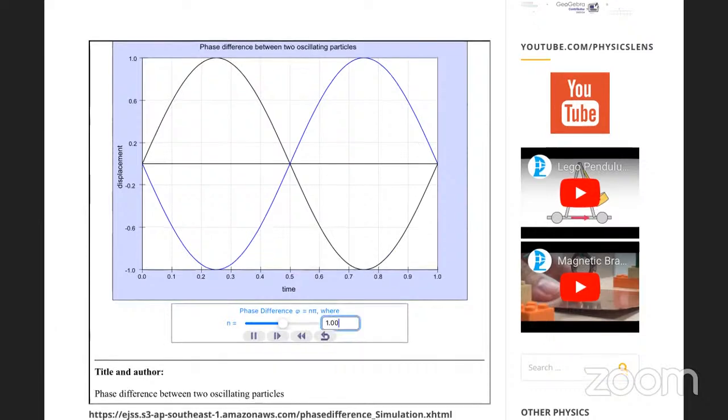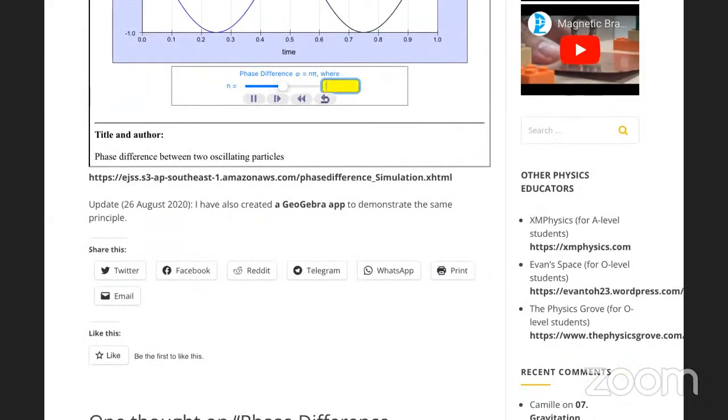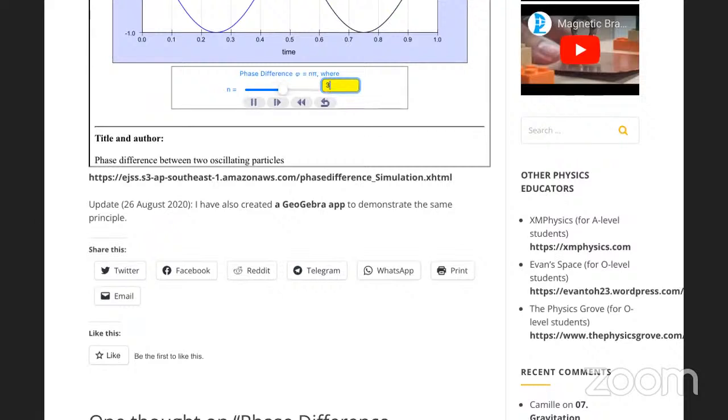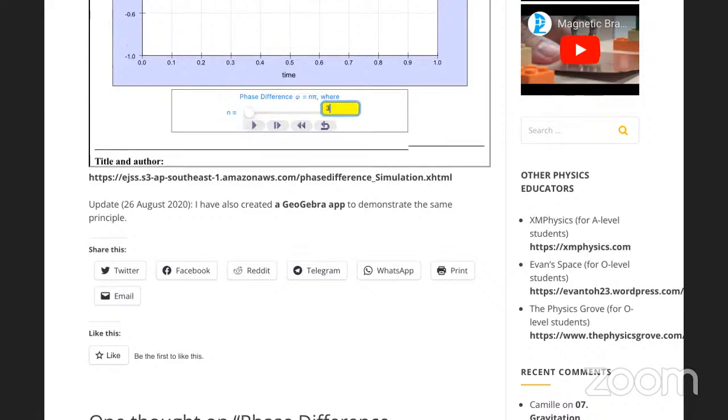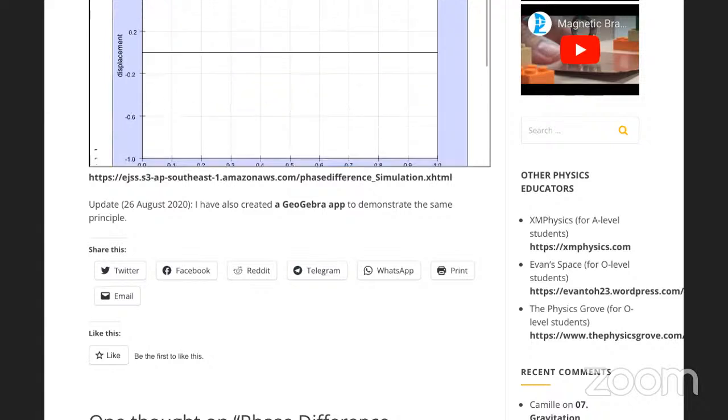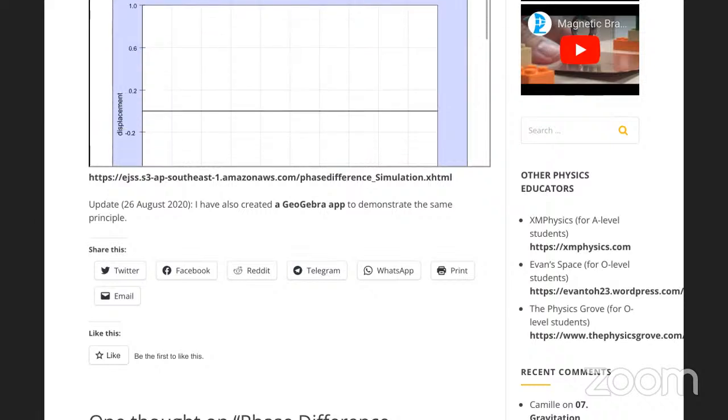Just one quick question. Suppose they were at a phase difference of 3 pi. Can anybody tell me what the graphs will look like? Think about it, and then I will draw it there. If the phase difference was 3 pi, what do you think the graphs will look like?